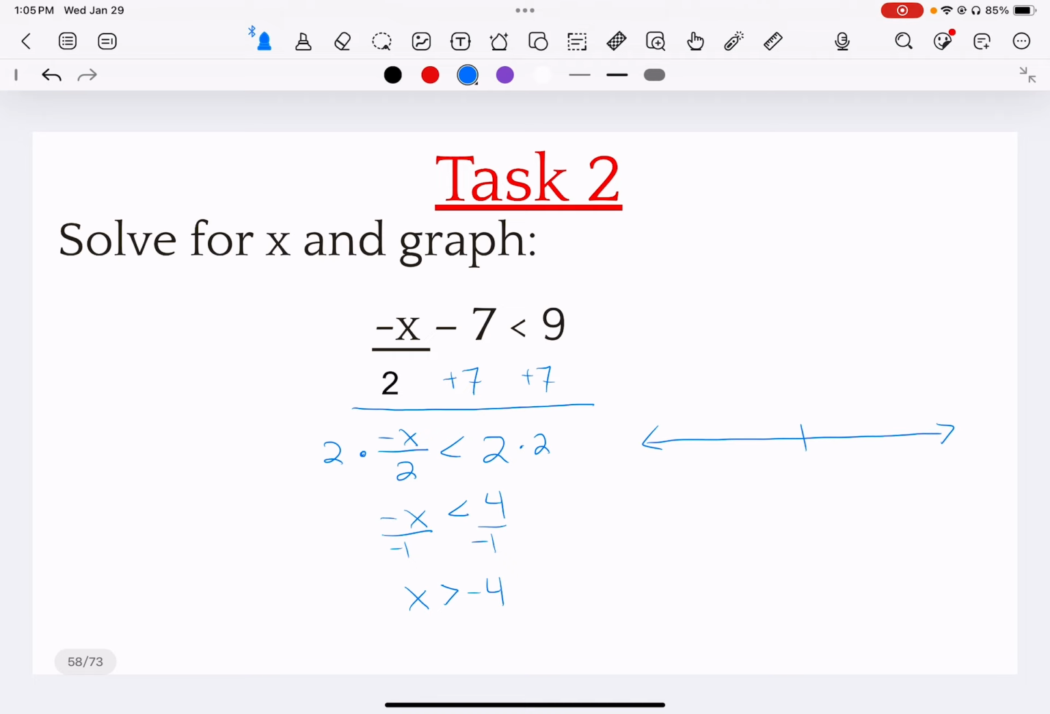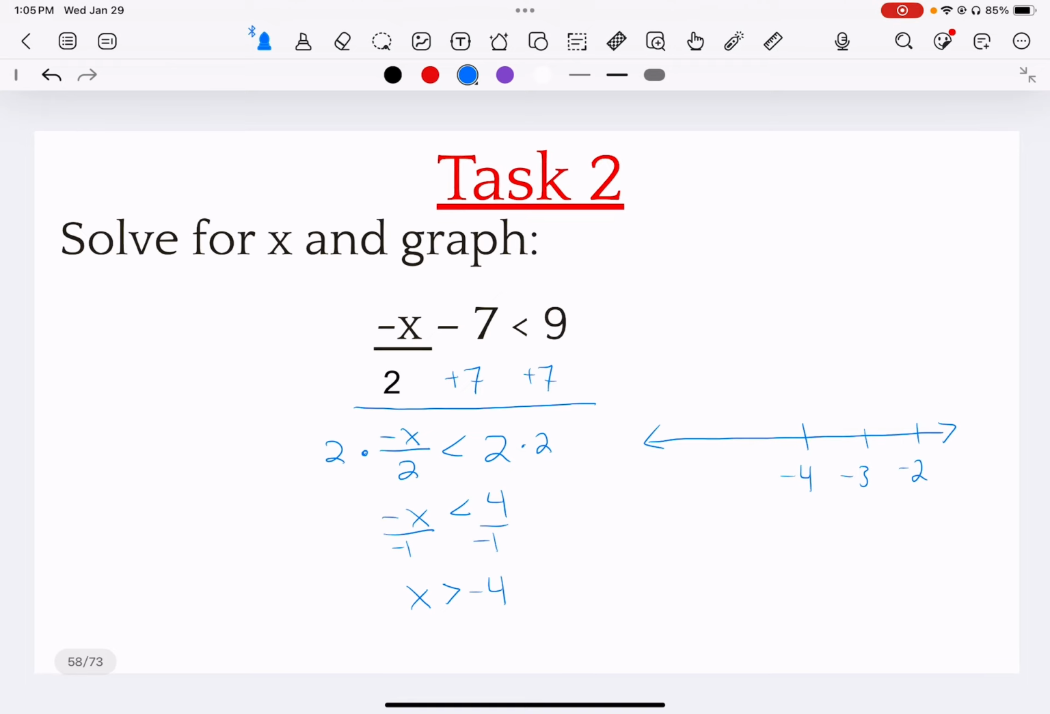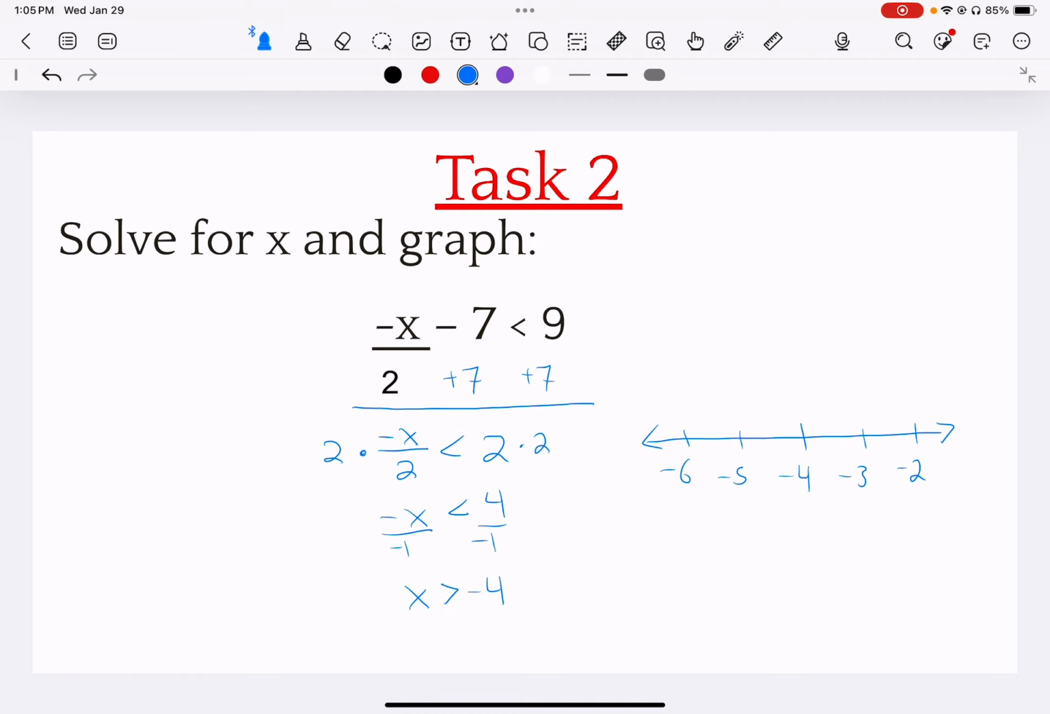So I'm still going to graph it. I have negative 4 in the middle. I'm going to have negative 3 and negative 2 to the right, and then negative 5 and negative 6 to the left. Since it's just greater than, it's an open circle, and since it's greater than, I'm going to shade to the right.